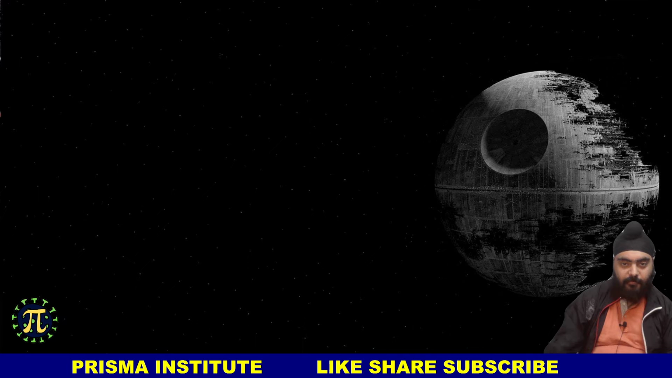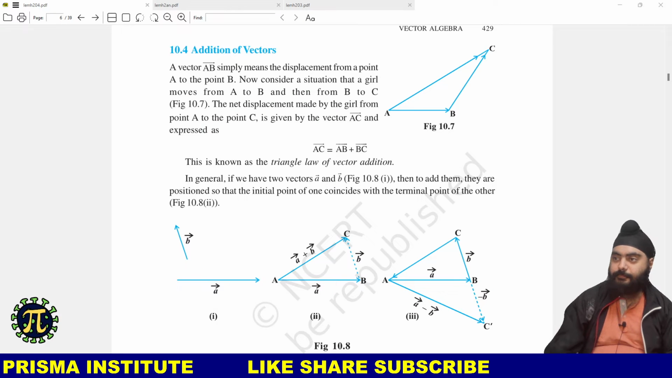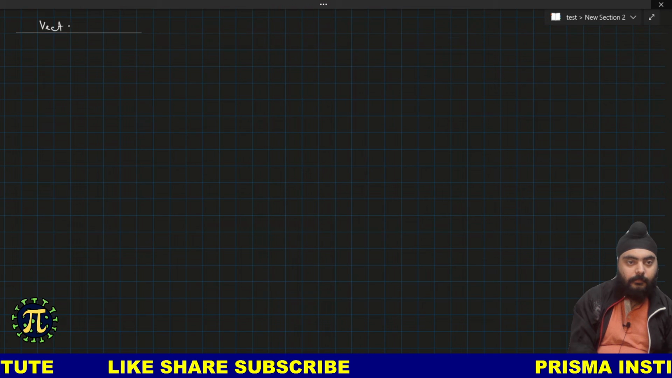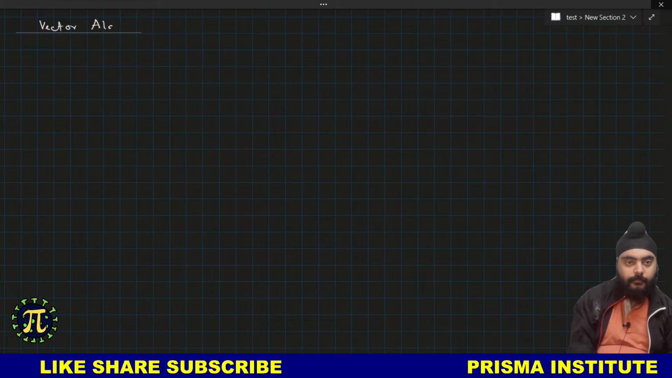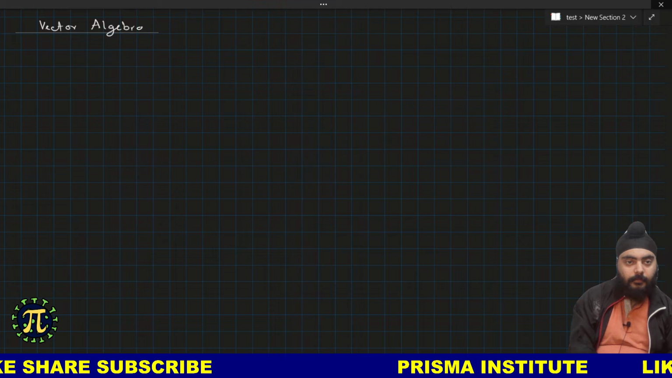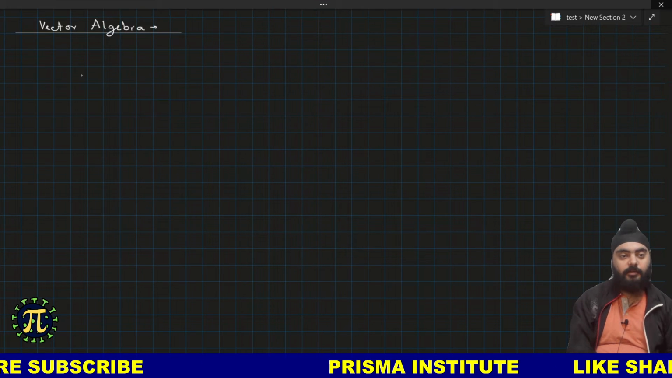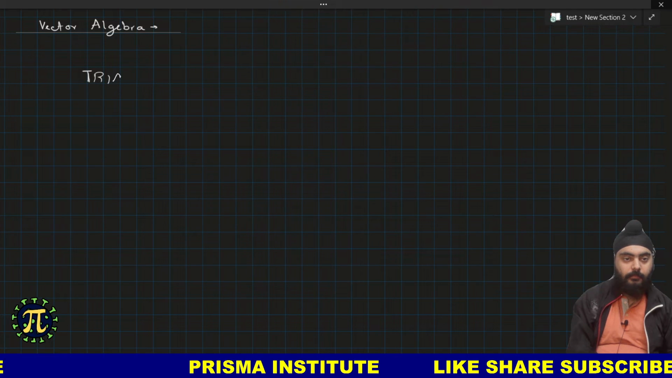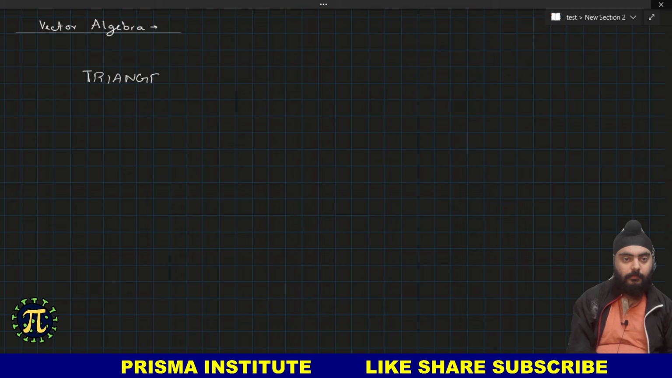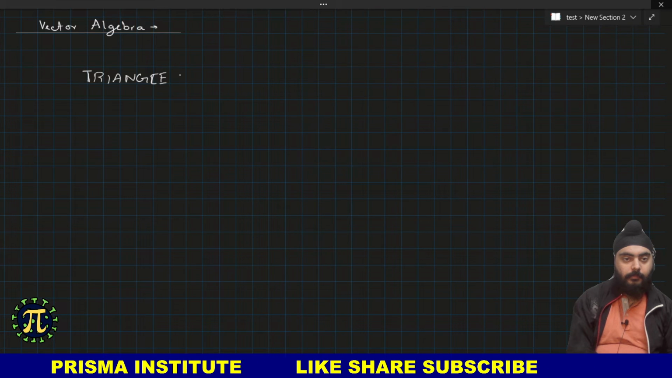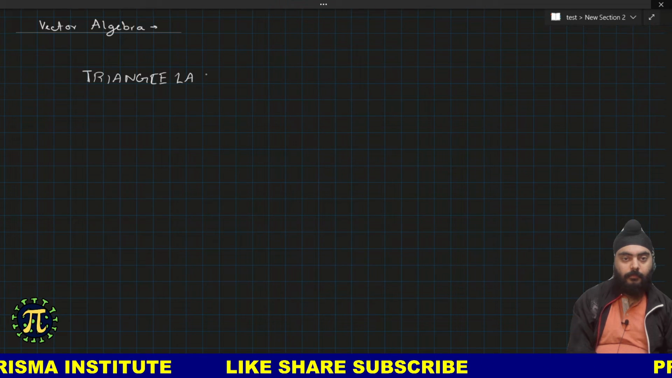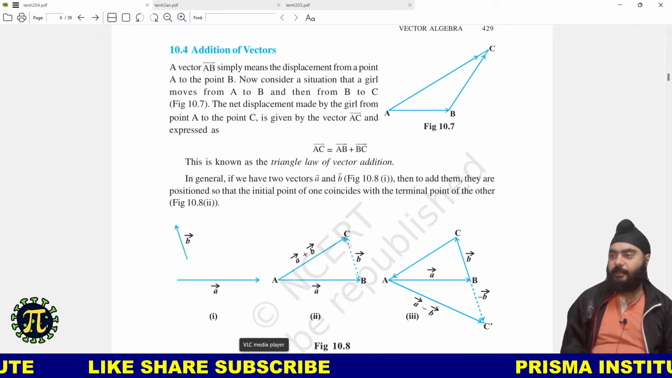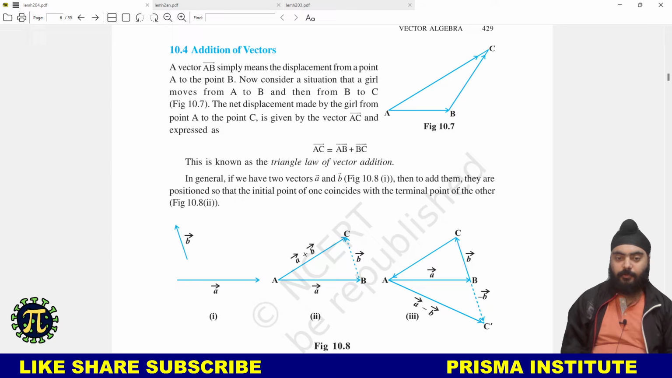Okay, so today we will be looking at addition of vectors. So first thing that we need to learn is called the triangle law. So there is a diagram given here. You can all look into it.